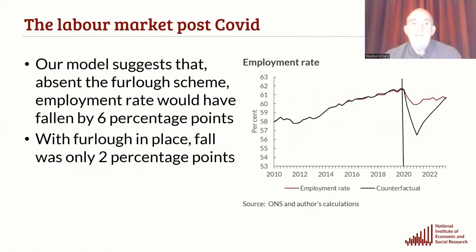So we did a little exercise where we asked what we thought might happen if the furlough scheme hadn't been in place. Now, I should say this is the employment rate, not the unemployment rate. So it's the percentage of the total working age population that is employed. Okay, but it makes the same point. And what we found in our modeling approach was that we had a counterfactual where the employment rate actually fell by 6 percentage points as a result of COVID. So that is a very hefty fall in the employment rate.